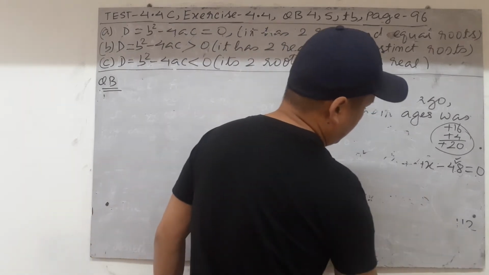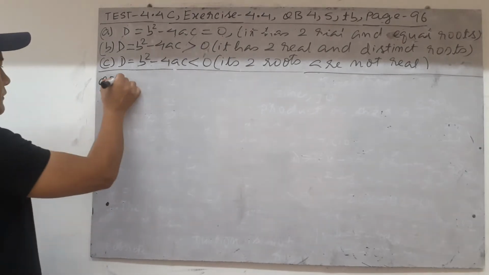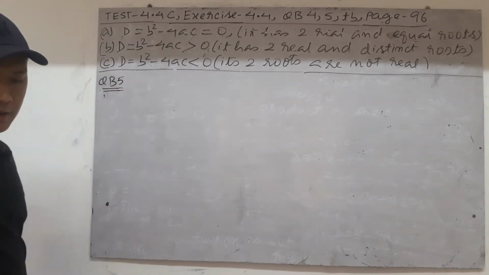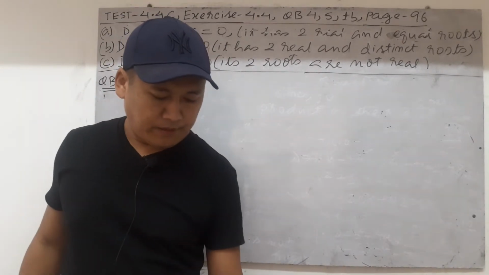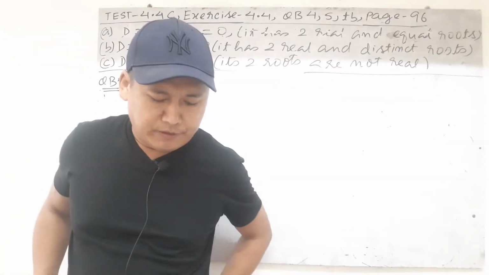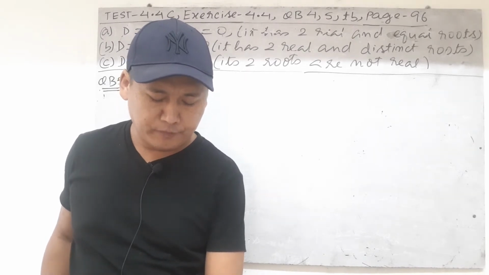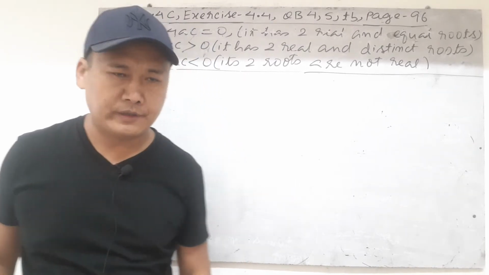Okay, so here B5, let me read it for us first. Is it possible to design a rectangular park of perimeter 80 meter, area 400 meters square? If so, means if it's possible, find the length and breadth.